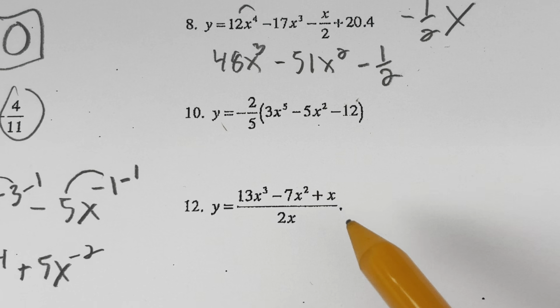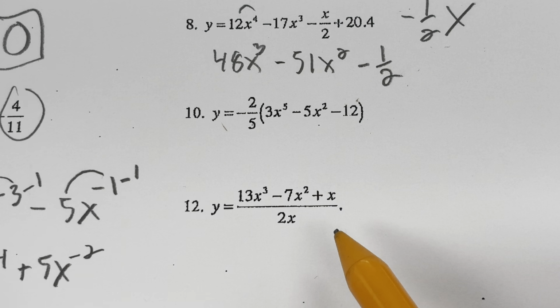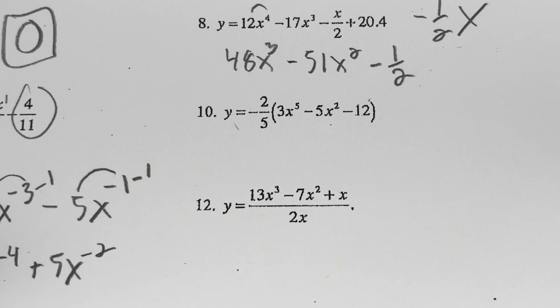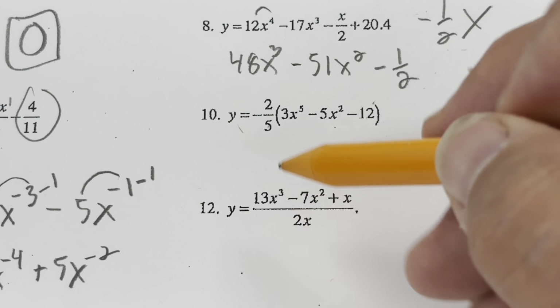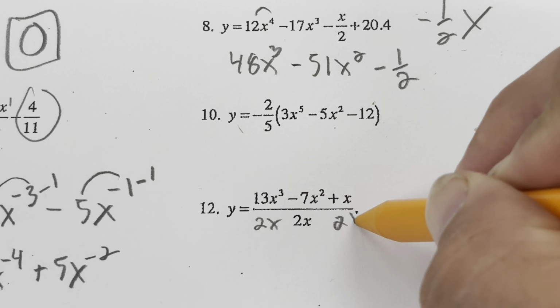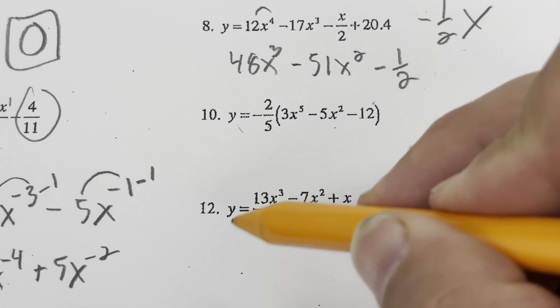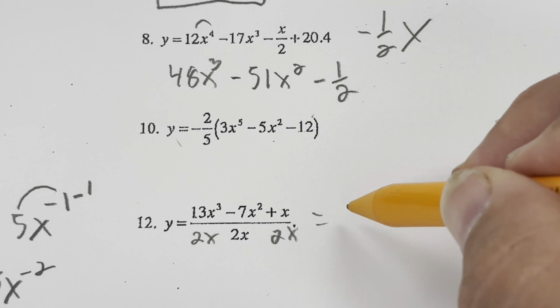This one, they're trying to trick you into using the quotient rule. I would not use the quotient rule. Stay away from it as much as I can. So I would divide each of these out by 2x. And when we do that, notice this would be 13 halves. I'm going to write it over here.